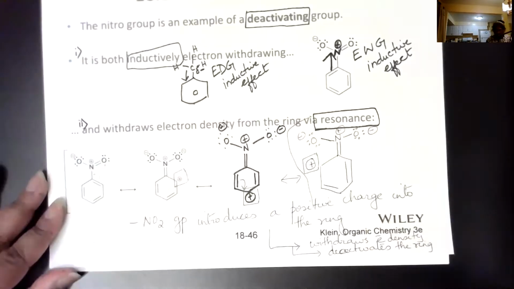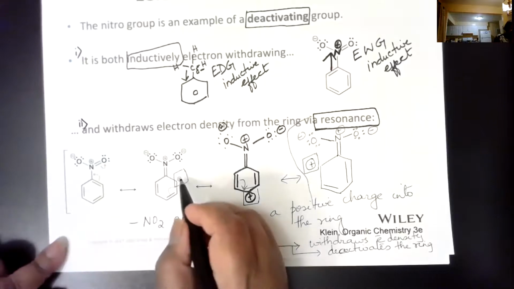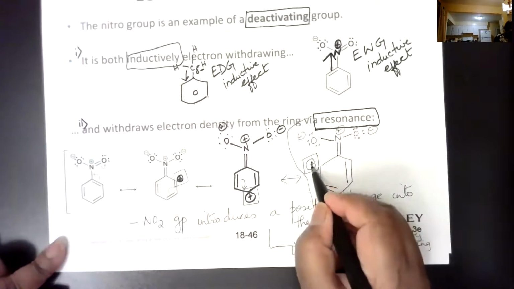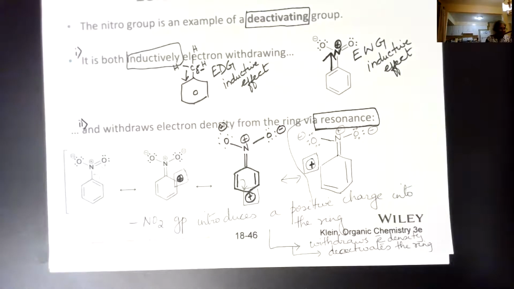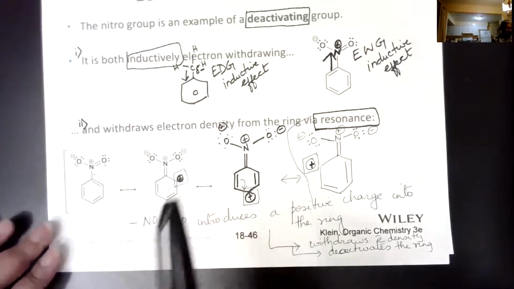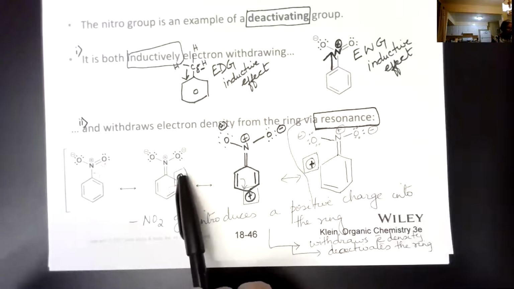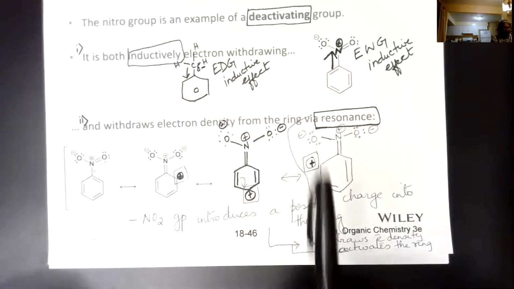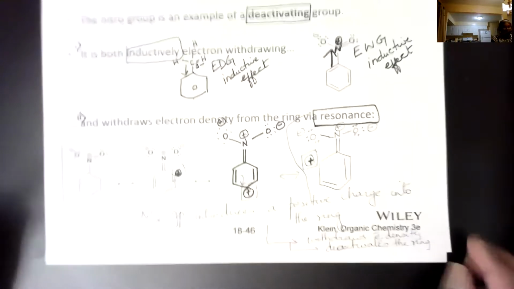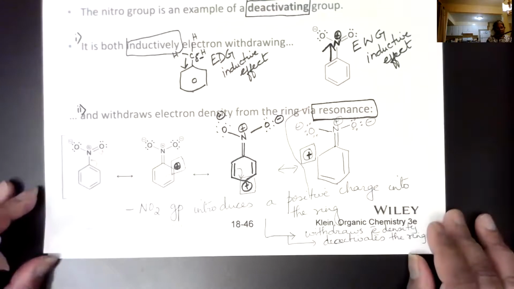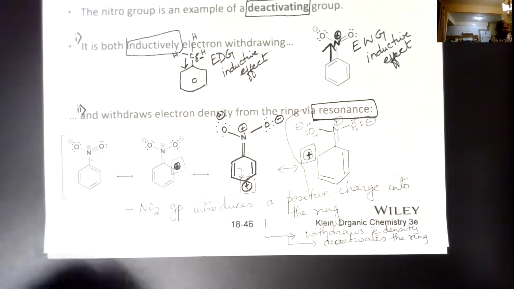And where does it take the electron density away from? From the two ortho positions and the para position. You see that? An electrophile coming in, because the electrophile is already positively charged, is going to avoid the ortho position, avoid this other ortho position, avoid that para position, and where would it go? It will go to the meta position. That's why deactivating groups are meta directors.